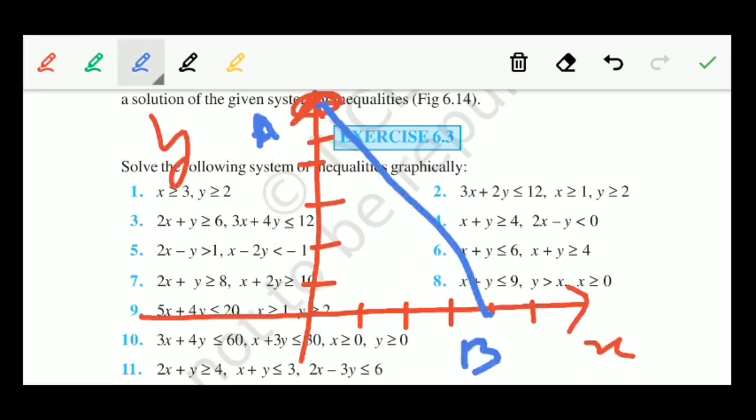This blue line shows the graph of the given equation 3x plus 2y equals 12. When the value of x is 0, the value of y is 6, so we get this point A. When we put the value of y equals 0, the value of x is 4, and we get this point B, and AB represents the graph of this equation.